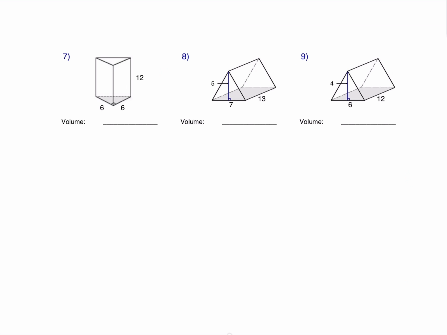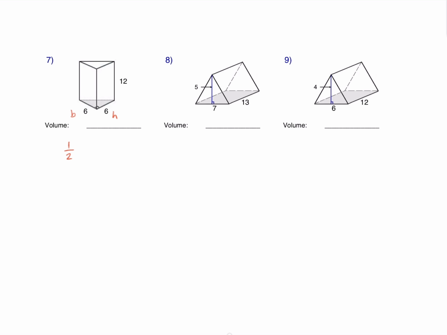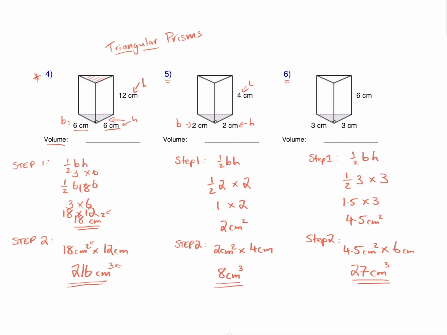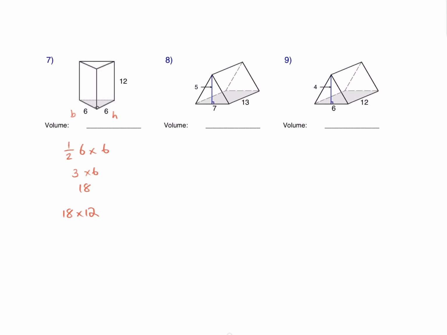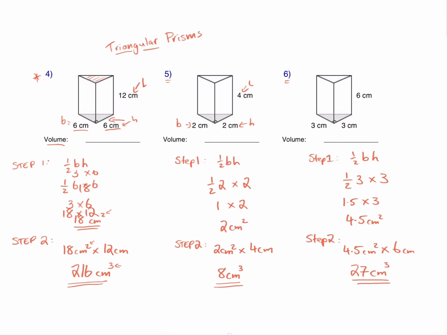Okay, here's number 7. First thing is we halve the base by the height. Here the base is 6 and the height is 6. So a half of 6 multiplied by 6. Half of 6 is 3. Multiplied by 6 is 18. And it's now 18 multiplied by 12, which is actually the exact same as the last sum. 18 multiplied by 12. And it's 216, if I remember correctly. Yes, it is.